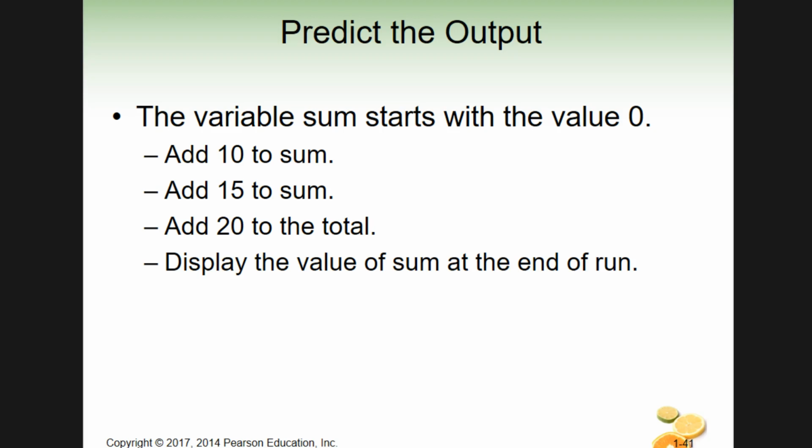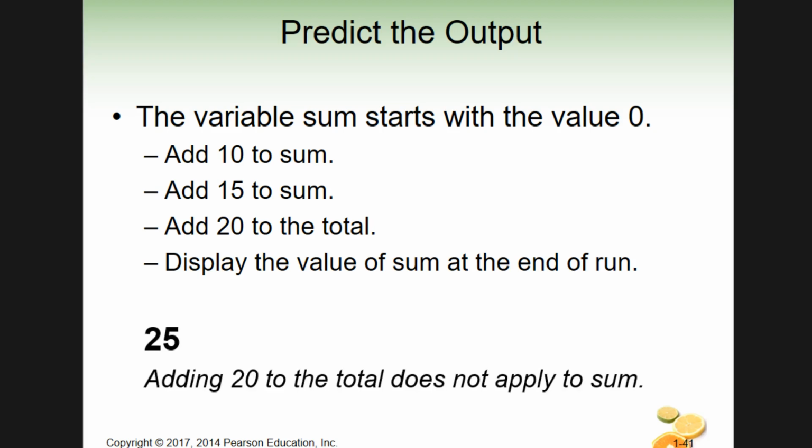Hopefully you paused it and were thinking about it for a second, and now you have an answer. So let's see, what do you think it is? Well, I'll give you the answer here. The answer is 25. Adding 20 to the total does not apply to sum. So you have to be really careful with variable names. If we're saying sum, and then all of a sudden you have this total in here: first of all, if you haven't declared total, this will cause an error. But if you have declared total, then it'll add 20 to the total, but the value of sum would be 25.